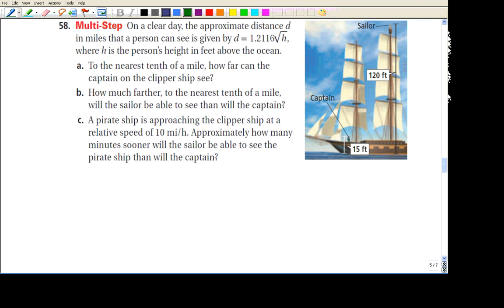Okay, so let's start this out by plugging in the information we know. The captain is, in this picture here, 15 feet above the ocean. So we'll have d equals 1.2116 times the square root of the height above the ocean, which is 15. So then d equals 4.7, and that's in miles. So you can see 4.7 miles.